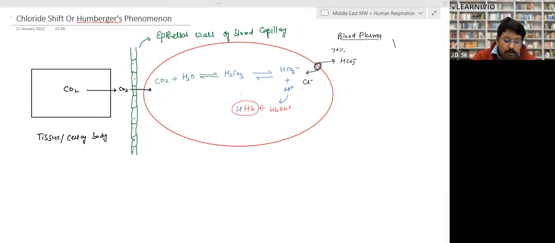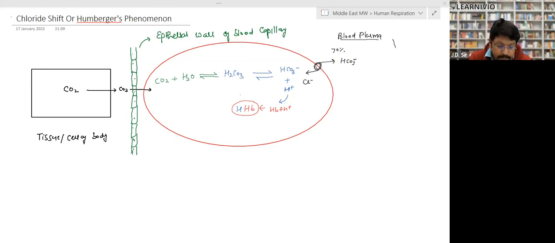Excess of bicarbonate ion leaves the RBC in exchange of chloride ion. Full stop. This phenomenon is called chloride shift. Full stop.